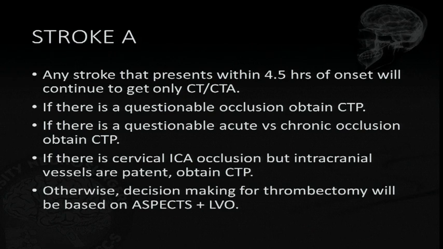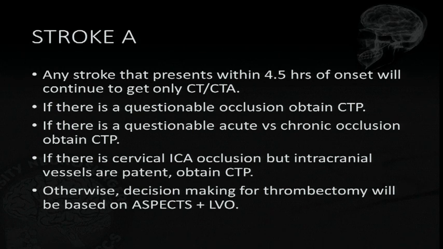So any stroke A within 4.5 hours will continue to get just the CT and the CTA, and then your ASPECTS. So anyone within 4.5 hours will just go with the ASPECTS for thrombectomy. If you have a questionable occlusion, just obtain the CTP, okay? If you have a questionable acute or chronic occlusion, you can obtain the CT perfusion.